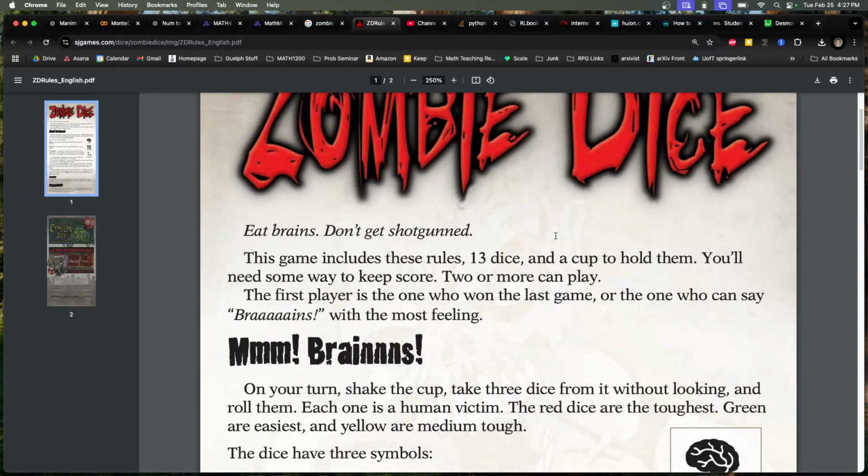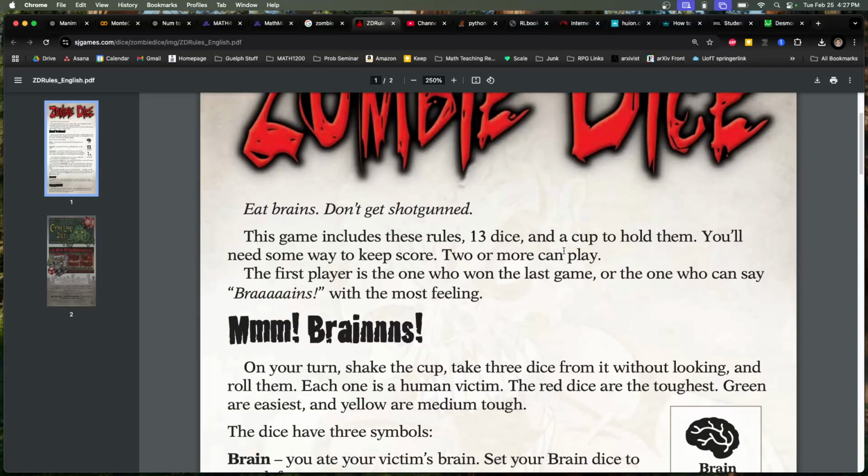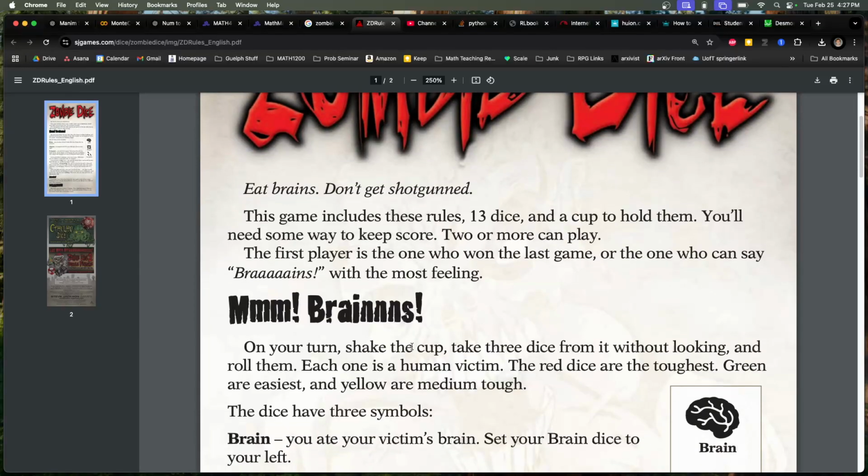Any questions or comments about the zombie dice? Yeah. Are the dice you select going to be random, like color type? It says right here. Oh, what does it say? On your turn, shake the cup and take 3 dice from the cup. Oh, okay. So you shake the cup and then you take 3. Yes. Okay.